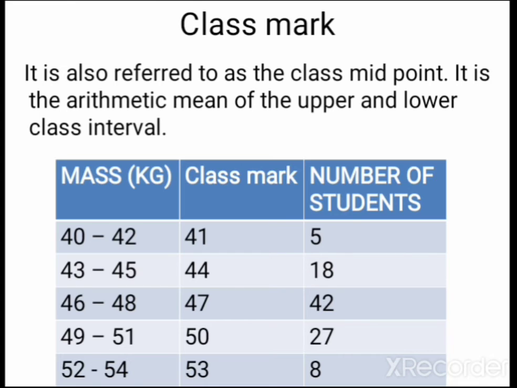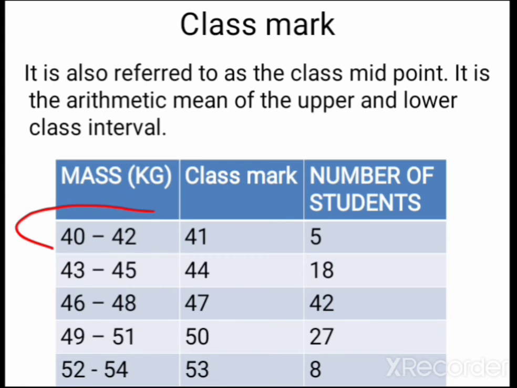The class mark, we said, also refers to the class midpoint and is the representative of the entire class. For example, if I am looking for somebody to represent your class, I can call the prefect to represent your class. The prefect is like the class mark to the class. So any item that is used to represent a class, we refer to it as the class mark. And in statistics too, our class mark is the arithmetic mean between the upper class interval and the lower class interval.